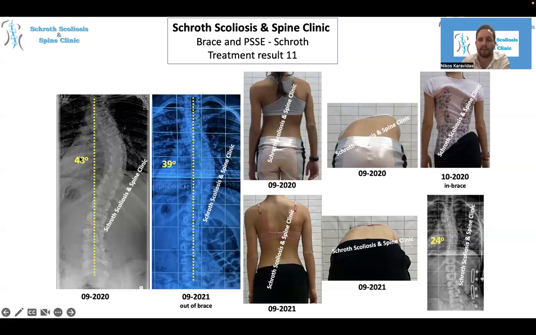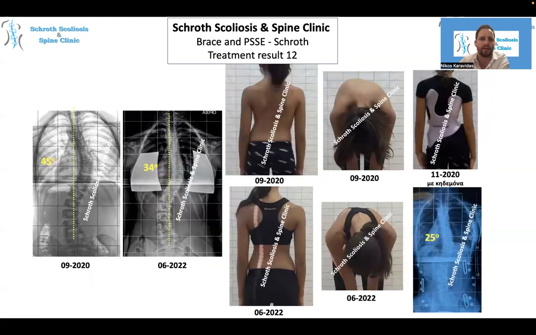So even in this very severe scoliosis, we got 50% of correction in the brace, and this was a very good prognostic factor, together with the compliance of the patient, to get this excellent treatment result at the end. This is another patient with 45 degrees of scoliosis, and we reduced the scoliosis to 34 degrees. And again, you can see a very nice improvement in the clinical balance of the patient.